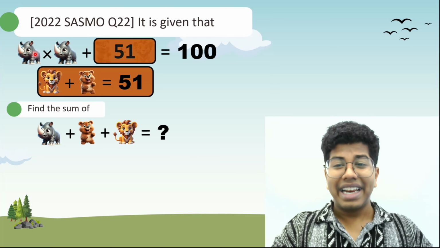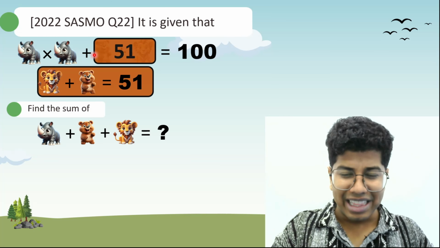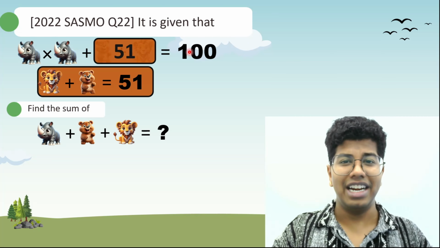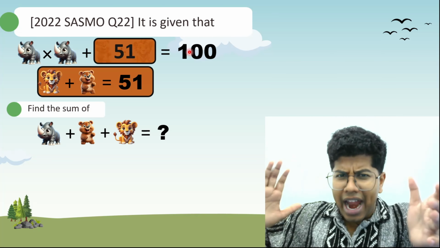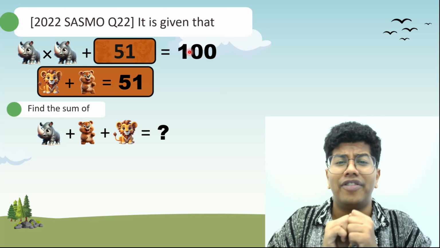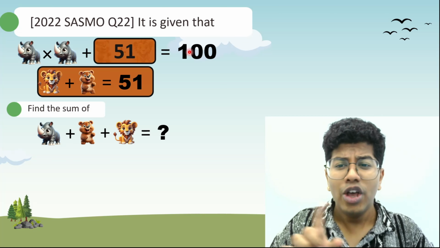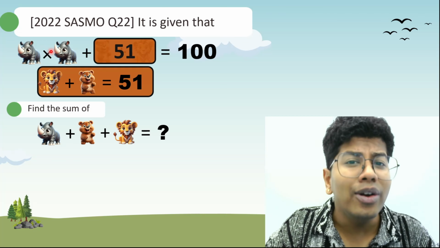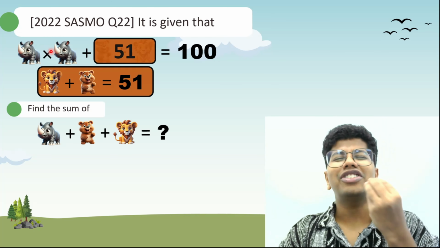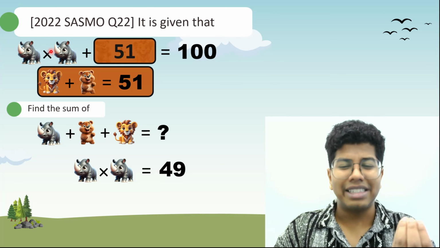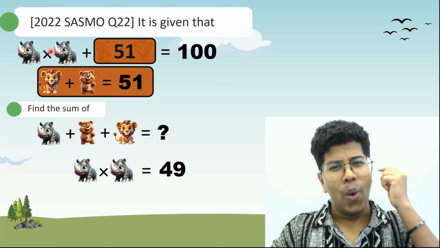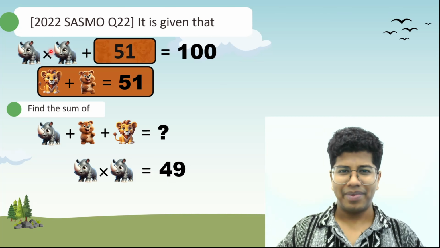Now, rhino and rhino, when added with 51, is 100. So 2 rhinos added with 51, the answer should be 100. So how to find out the value of the 2 rhinos? We just saw, we can just subtract. So for 2 rhinos, it's nothing but 100 minus 51, which is 49.